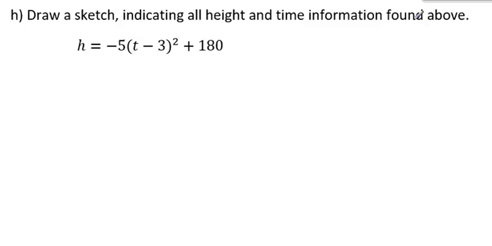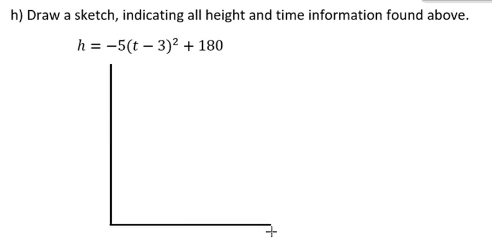And then finally, we've been sort of doing this the whole time anyway, draw a sketch indicating all height and time information. So I'm going to use just the tools I have to make at least some of this nice and neat. So I'm going to use these lovely straight line tools. And then what do I know? So the important information, so if we sketch it out, I know it looks like this. So what do we know?